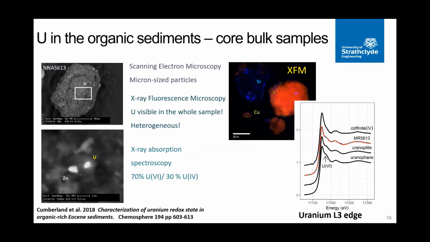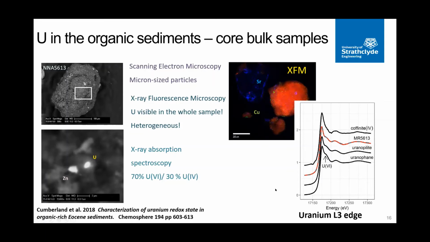Taking the same bulk cores to the X-ray absorption spectroscopy beamline, we were able to do zones on those. The conclusion was that 70% of the uranium was uranium-6 and about 30% uranium-4. In bulk comparison, that did line up with the chemical extractions that I'd been doing in the laboratory.